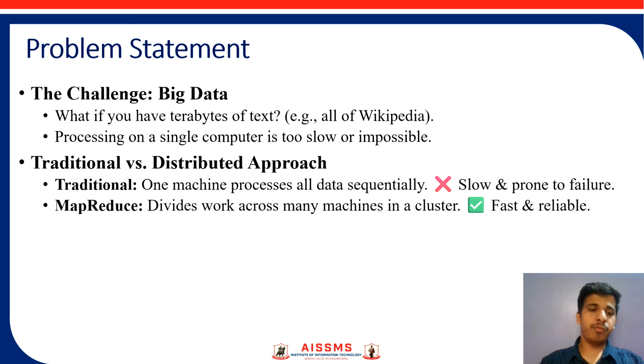Let's look at the problem statement. The main challenge here is big data. What if we had terabytes of text? For example, the entire Wikipedia. Processing such huge data on a single computer would be extremely slow or sometimes not even possible. Traditionally, one computer processes all the data sequentially. This is not efficient, it is slow and prone to failure if something goes wrong.